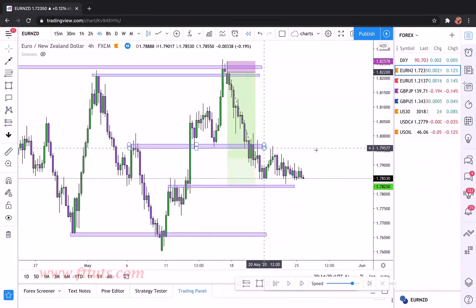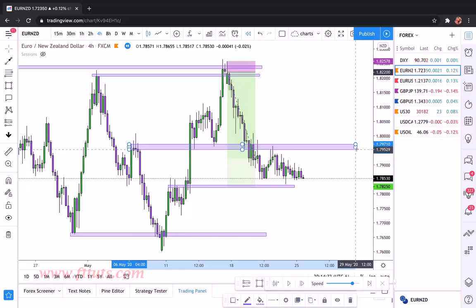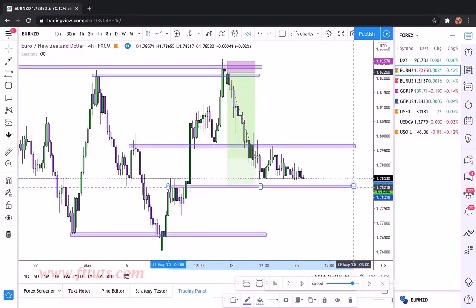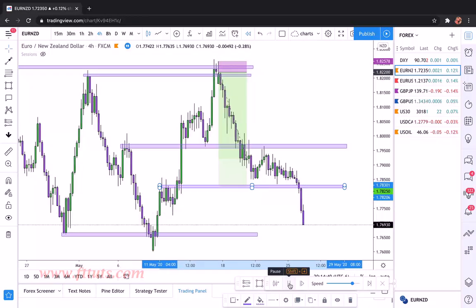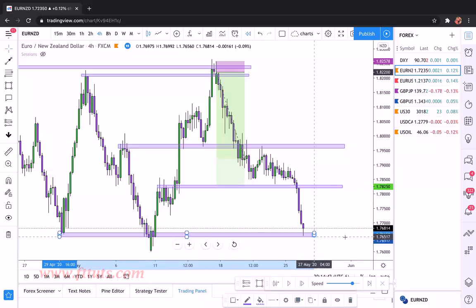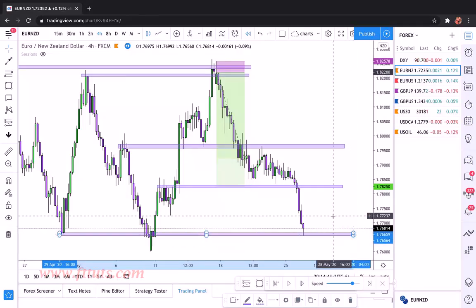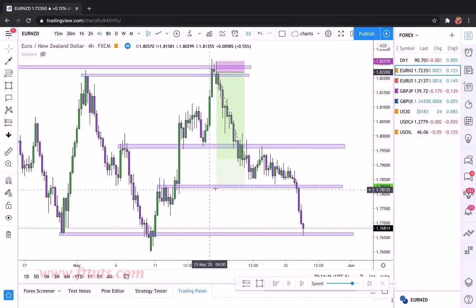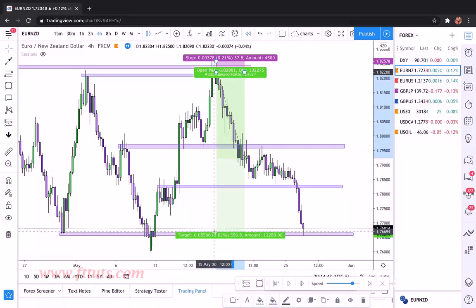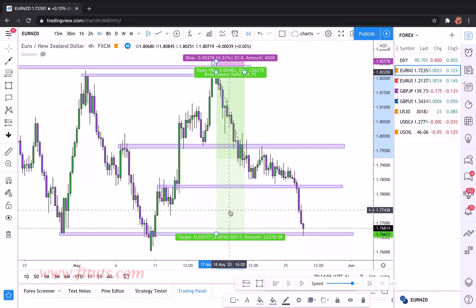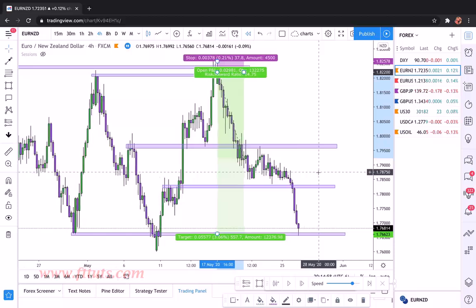So let's just extend this guy. So it came up and tested that structure. Let's extend this guy. Okay, now it starts breaking to the low. So this would be TP3. Okay, so this whole trade would be about 550 pips, 560 pips. So that's more than enough, honestly.